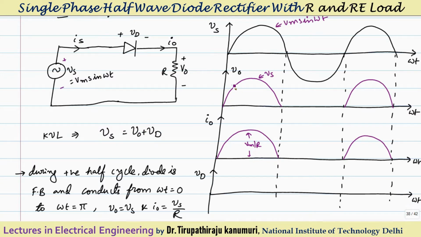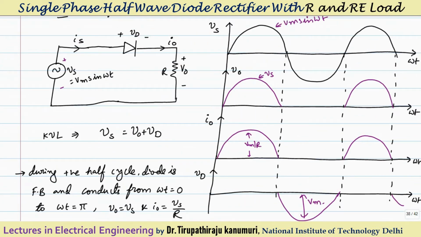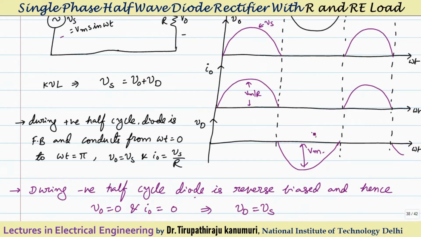When the output voltage is resembling the input, the diode voltage is equal to 0. And during the other half cycle the diode is not conducting, so the output voltage is equal to 0, and the sum of diode voltage plus output voltage should be equal to your source voltage. So obviously your diode voltage will be equal to your supply voltage during the negative half cycle. Again this magnitude will be equal to V maximum only, or we can tell the peak inverse voltage, the voltage across the diode under reverse blocking condition, will be equal to V maximum.